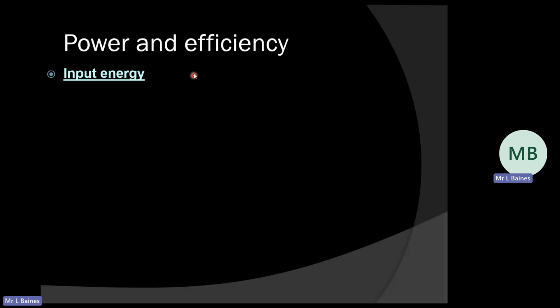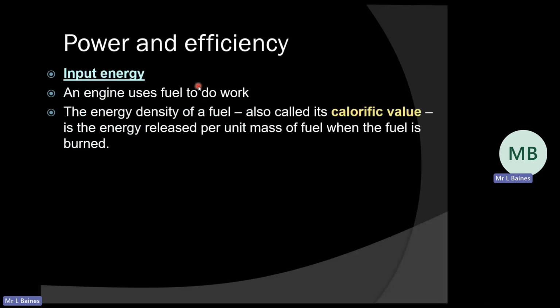Okay, so first of all, we're going to look at input energy. The engine uses fuel to do some work. So when we are looking at input energy, this comes from the fuel itself. If we look at the energy density of a fuel, so how much energy is stored within a certain amount of fuel, we call it its calorific value. So a bit like food calories, the energy in a certain amount of stuff. So calorific value is the energy released per unit mass of fuel when it's burnt.